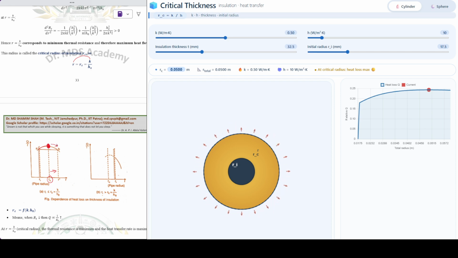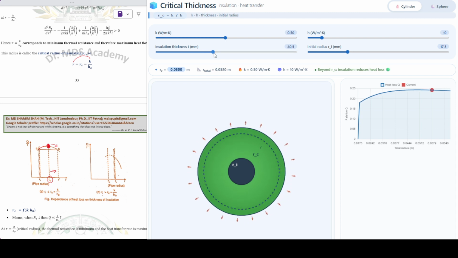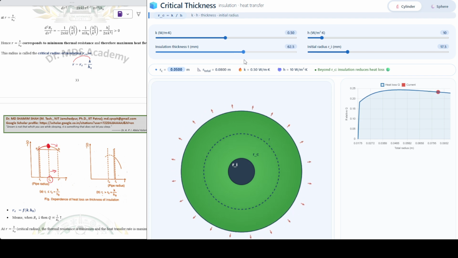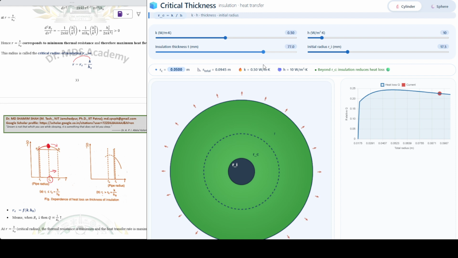The heat loss decreases. Just increase it, or give more insulation layer over this bare rod. So when you increase, see, now the status showing is that the insulation radius reduces heat loss, meaning it is obeying this path. So this I want to show you. See here what is happening. Continuously the heat loss is decreasing.